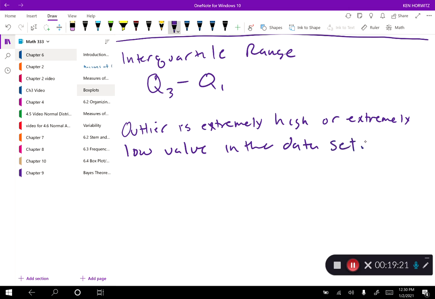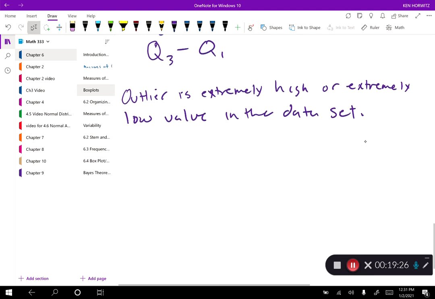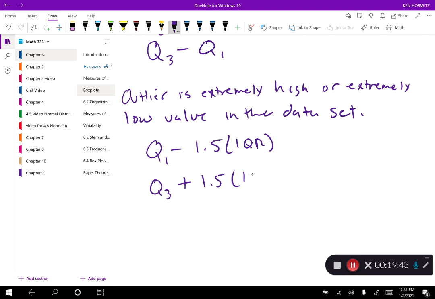All right, now there are a lot of ways to check for outliers, but one of the ways we have uses the interquartile range. What we do is we say, if we take Q1 and we subtract 1.5 times the IQR, interquartile range, and we take Q3 and we add 1.5 times the IQR, interquartile range, any value greater than that or less than that are going to be outliers.